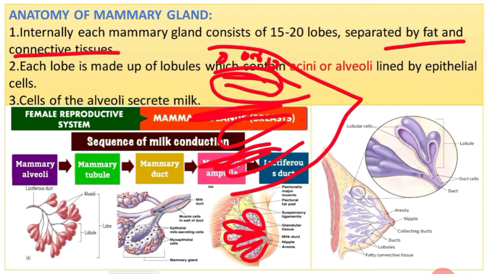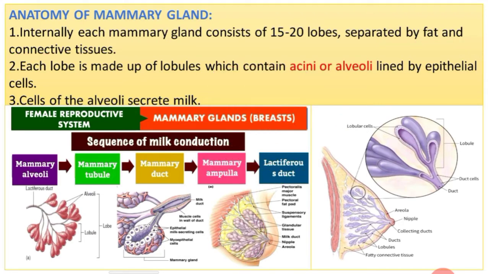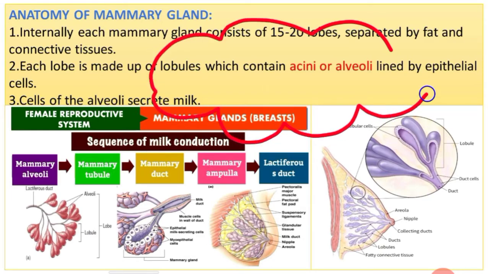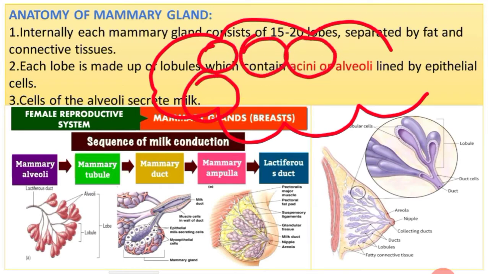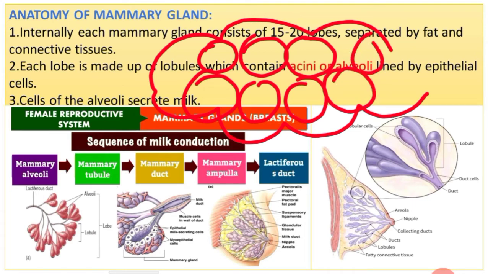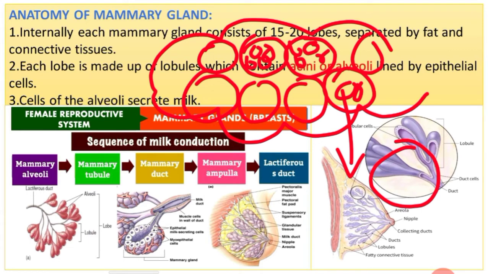Each lobe is made up of lobules. Imagine this is a lobe. This is the lobe. Each lobe is made up of lobules. Got it? A lobule contains a cavity, in grape-like clusters. That cluster is called alveoli. The cavity is called alveoli. Right? That alveoli is lined by epithelial cells. These are the epithelial cells.